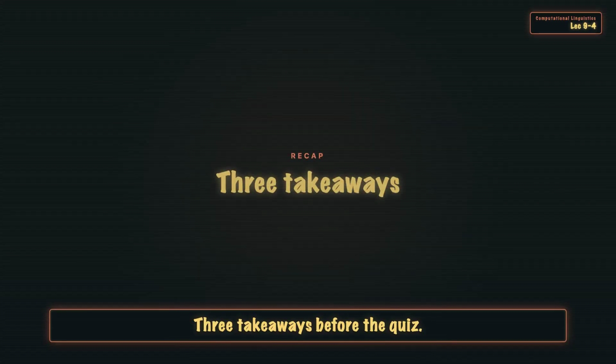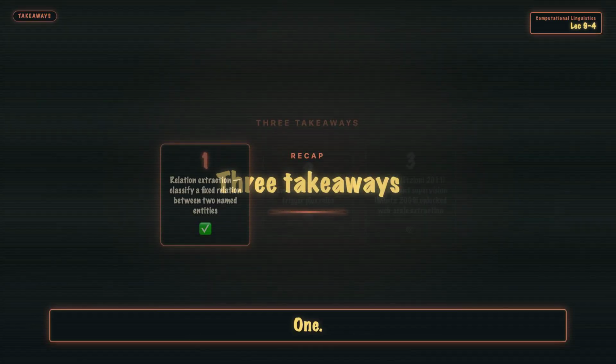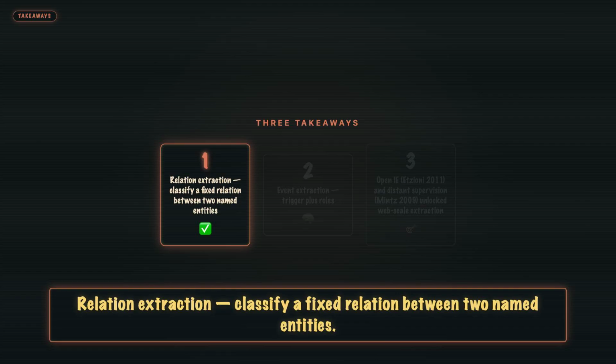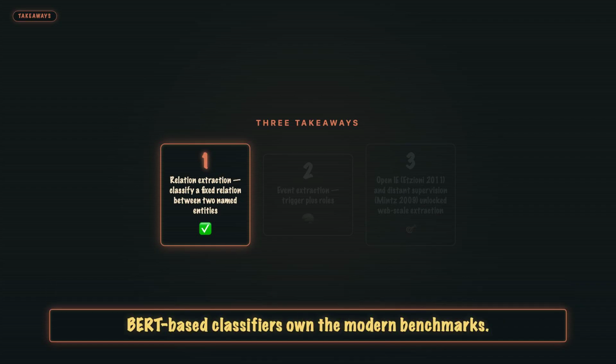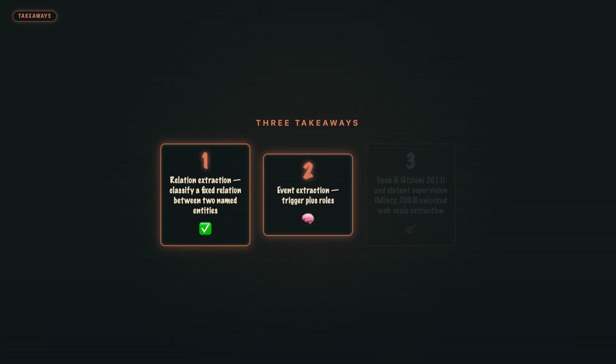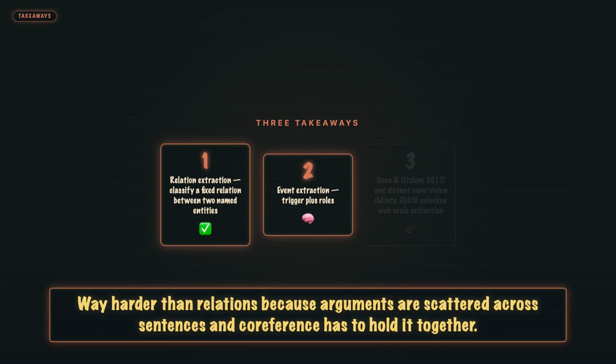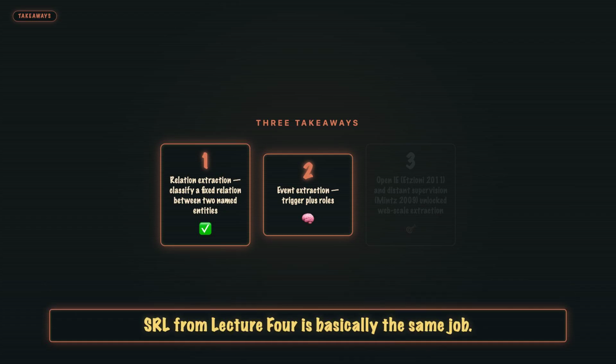3 takeaways before the quiz. 1. Relation extraction. Classify a fixed relation between 2 named entities. Closed world. Needs labeled data. BERT-based classifiers own the modern benchmarks. 2. Event extraction. Trigger plus roles. Way harder than relations because arguments are scattered across sentences and coreference has to hold it together. SRL from Lecture 4 is basically the same job.